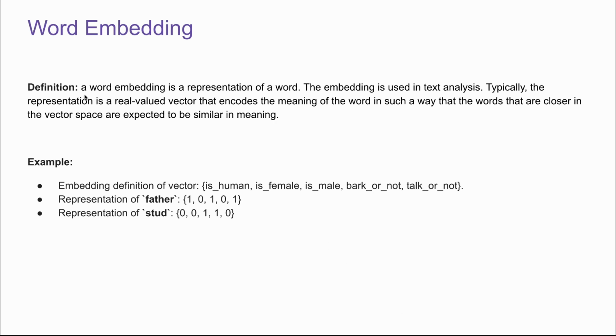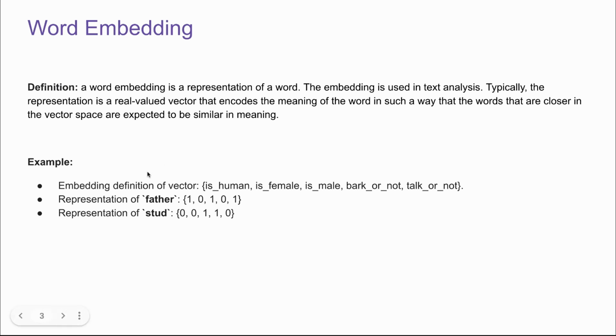So the definition is, a word embedding is a representation of a word. The embedding is used in text analysis. Typically, the representation is a real-valued vector that encodes the meaning of the word in such a way that the words that are closer in vector space are expected to be similar in meaning. That's a very long sentence, right? I want to show some examples here.